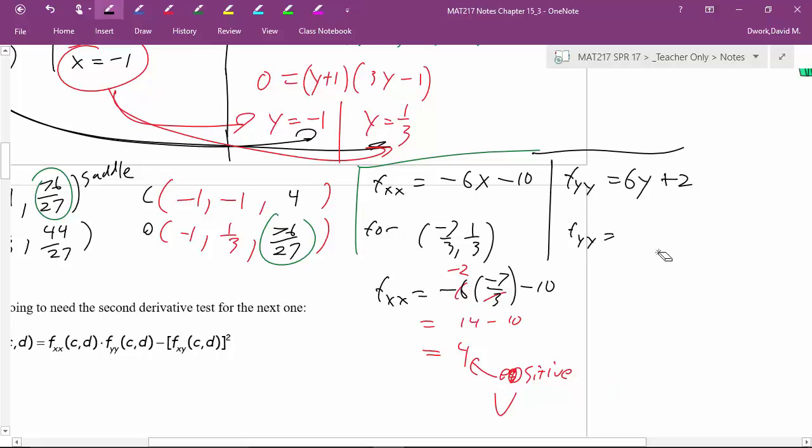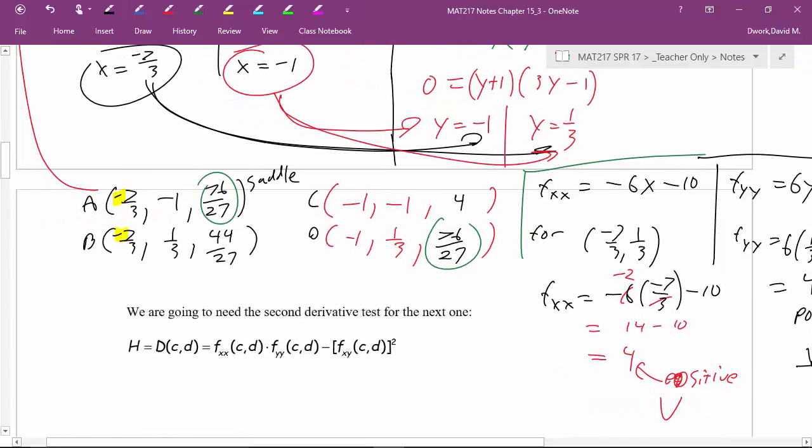Okay. So now everywhere I have a y, I'm going to replace it with a 1/3. And again, I don't care about the values. A positive times a positive makes a positive. A positive plus a positive makes a positive. This thing's a positive. But if you want to actually get the values, 6 divided by 3 is 2. 2 plus 2 makes 4. Therefore, this is positive. It is concave up. Up in one direction, up in the other direction. That means this thing is a minimum. So right here, this is our min.